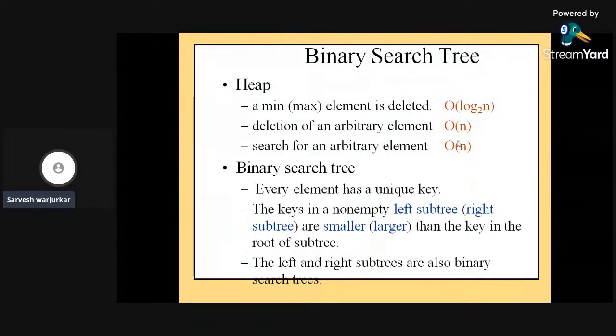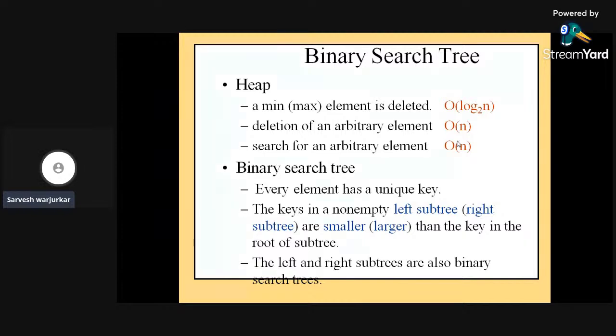Next, till now we have gone through the binary tree. Right now, the binary search tree. A minimum element is deleted. Deletion of an arbitrary element requires order of n. Search of an arbitrary element requires order of n again. Binary search tree where every element has a unique key.